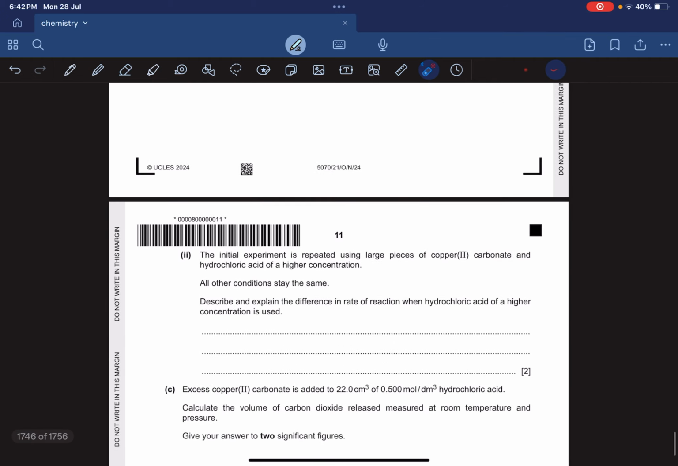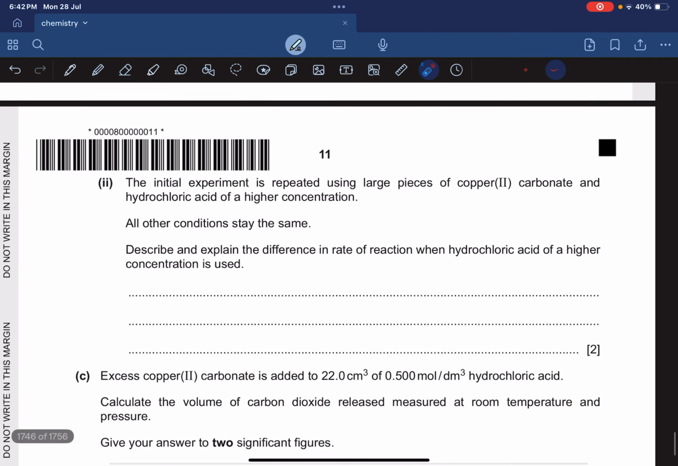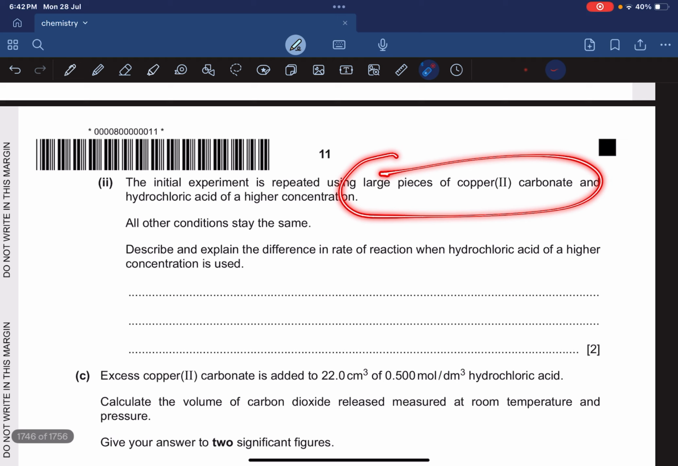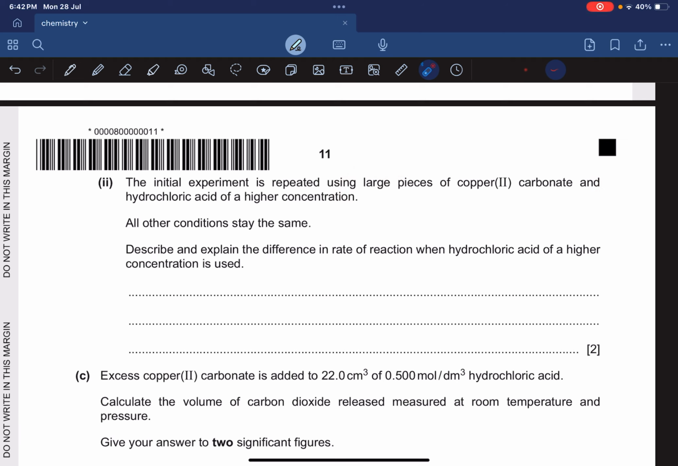The initial experiment is repeated using large pieces of copper(II) carbonate and hydrochloric acid of a higher concentration. All other conditions stay the same. Describe and explain the difference in the rate when hydrochloric acid of higher concentration is used.